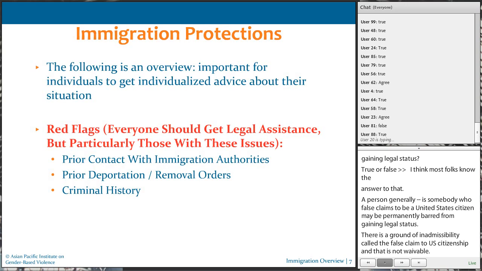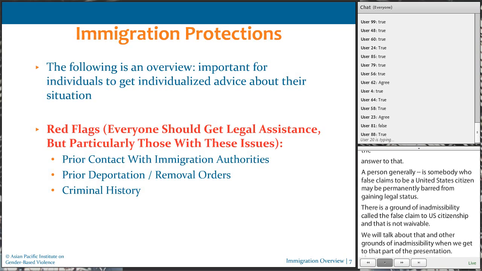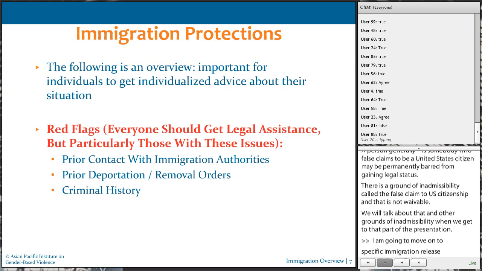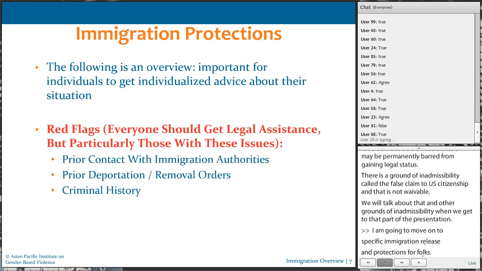So I'm going to move on to specific immigration relief and protections for folks. Just so that you know, I know that most of you do, but I want to give you a reminder. The following presentation is an overview. It's really important for individuals to get specific advice about their own situation, because everybody has different factors in their lives that may or may not make the general rules that I'm going to talk about apply to them.